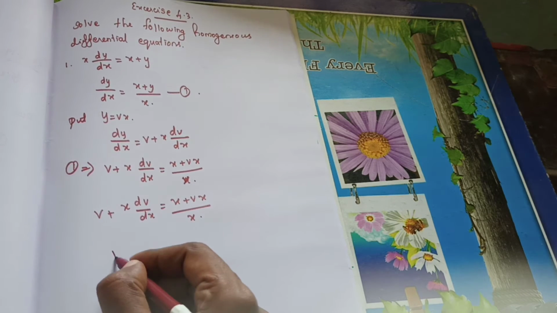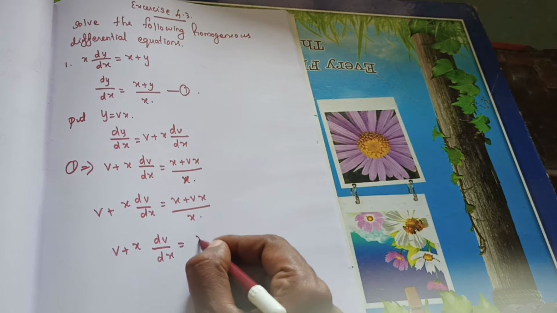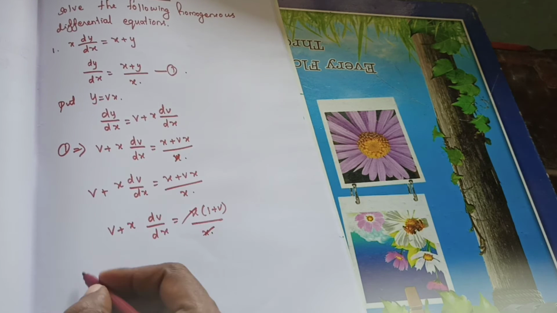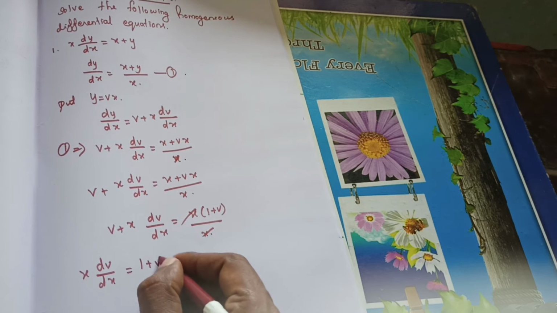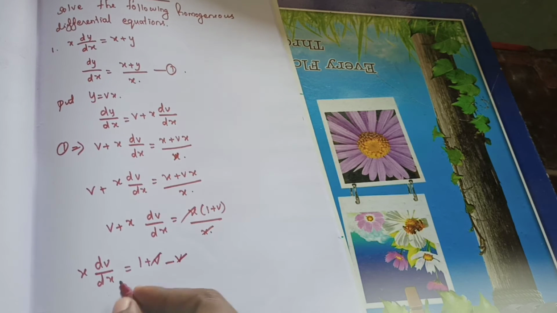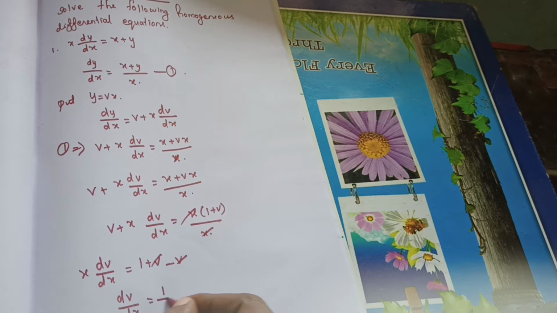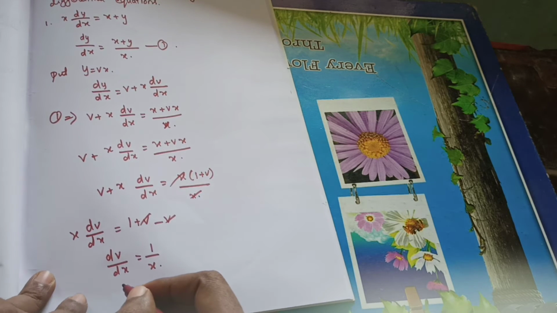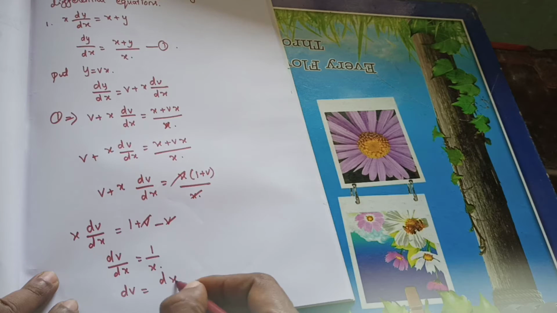Okay, so v plus x into dv by dx is equal to, x is common, so x into 1 plus v divided by x. This will get cancelled. x into dv by dx is equal to 1 plus v minus v. It will get cancelled. So x dv by dx is equal to 1. Okay, so now we are going to separate it. So what you will get, dv is equal to dx by x.